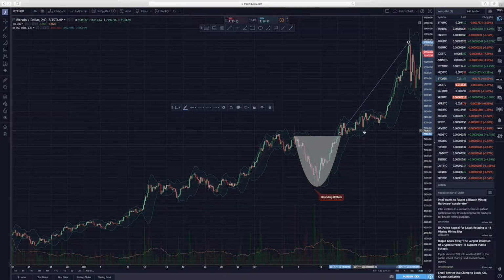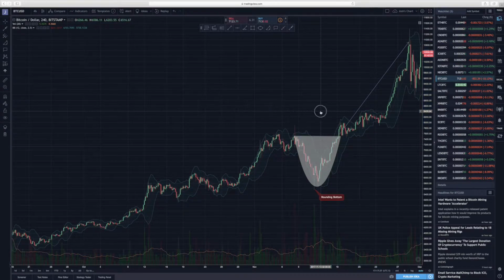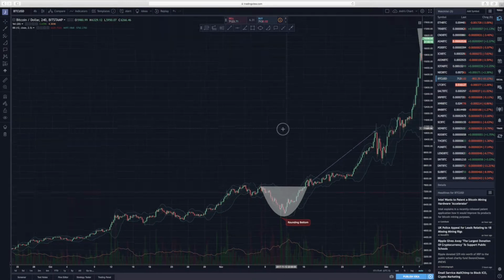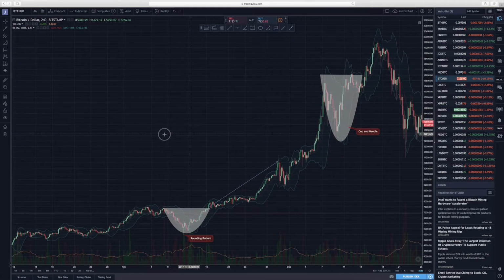So the most important thing is recognizing that rounding bottom, whether it be a cup or handle. If you recognize a rounding bottom, you know it's going to be a continuation, and hopefully you can get in at the right time to maximize your gains. But either way, you should be able to tell after a few days, or in this case, I'm on the 4-hour chart, so maybe half a day of action, I should already know what's going on.